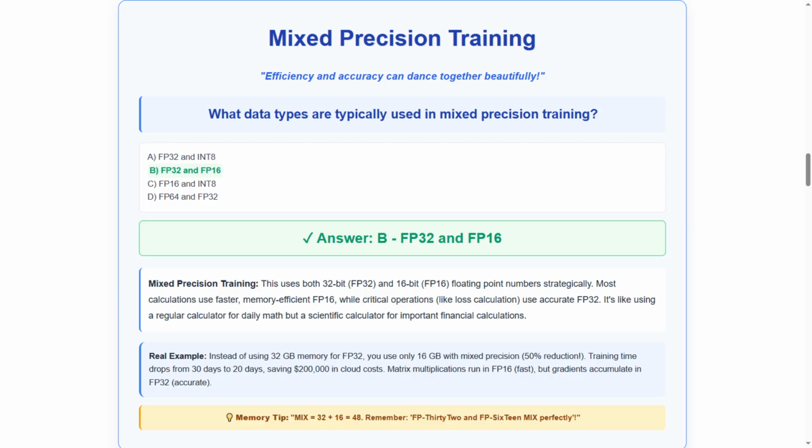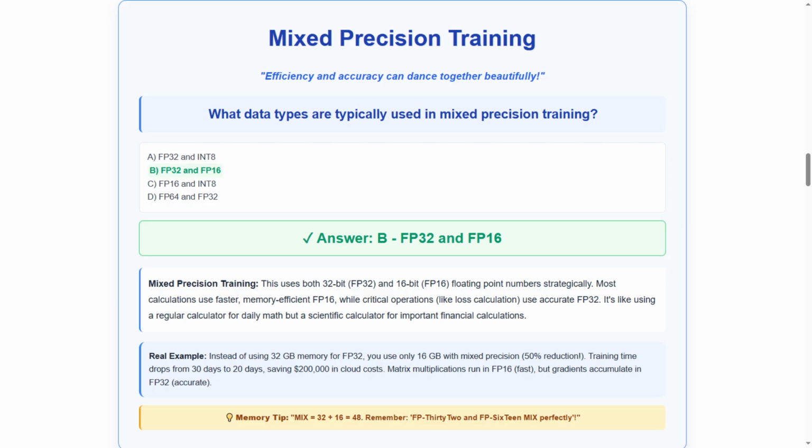What data types are typically used in mixed precision training? A. FP32 and INT8. B. FP32 and FP16. C. FP16 and INT8. Or D. FP64 and FP32. The correct answer is B. FP32 and FP16.